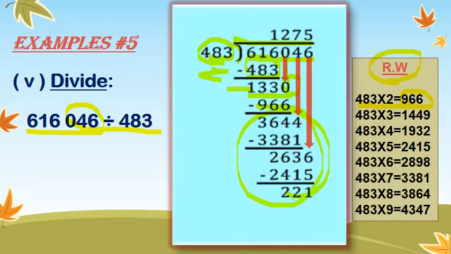But here 221 is left. This is called remainder, and 1275 is the answer and is called quotient.